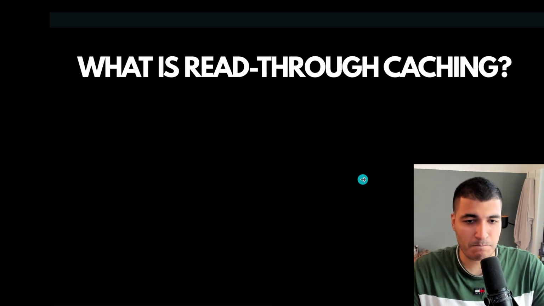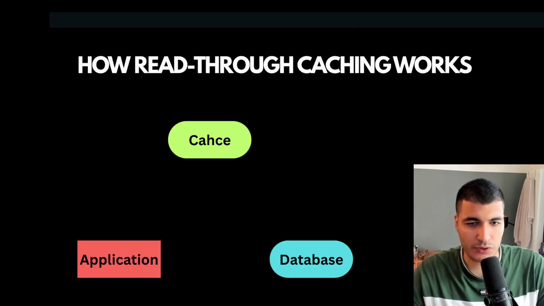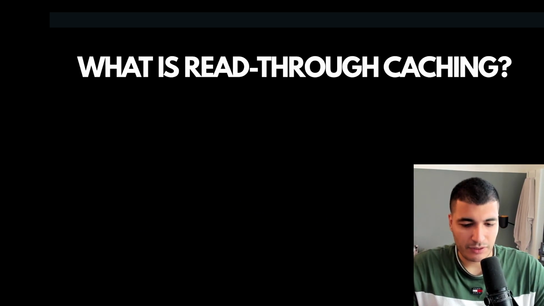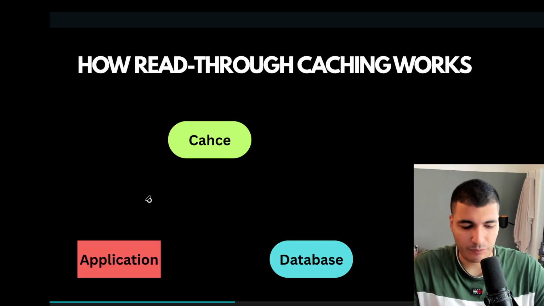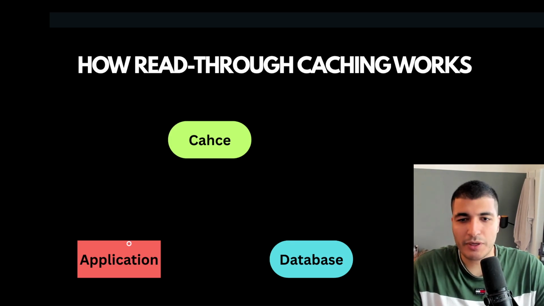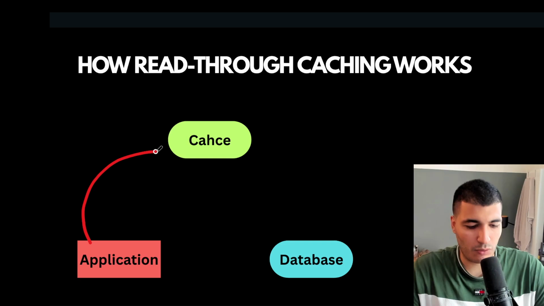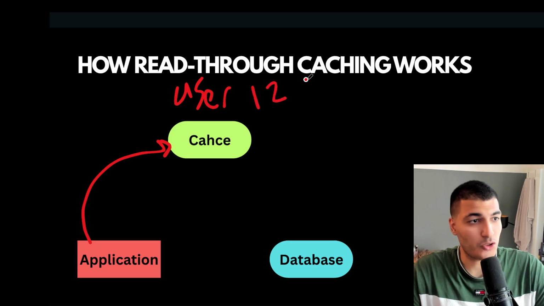Okay, so let's try to understand how it works in detail. We have an application, and the application will create a request. Your application code needs to say, we need the user profile for ID 123, and it will make a call to the cache to get, for example, a user by the ID, and the user ID is 123.